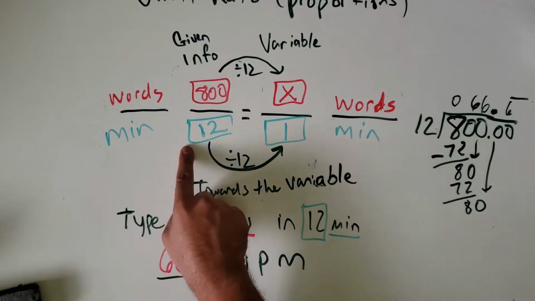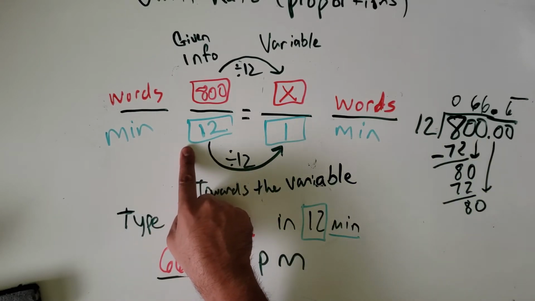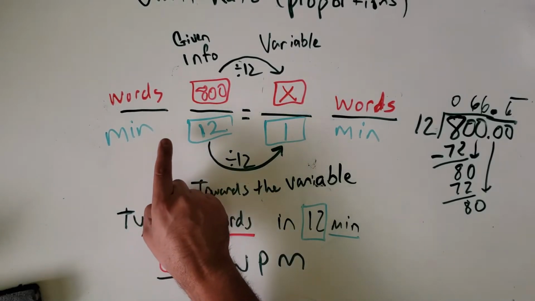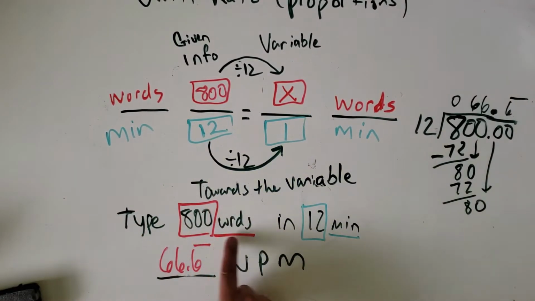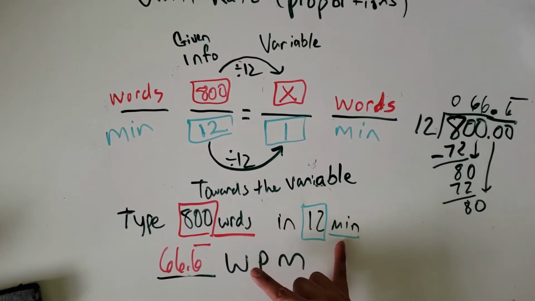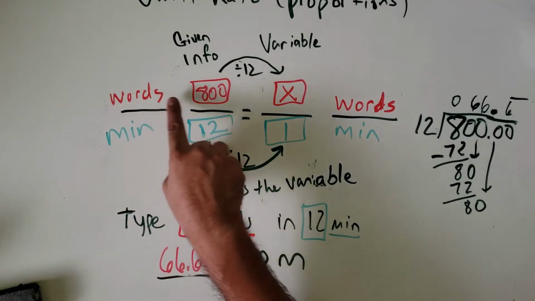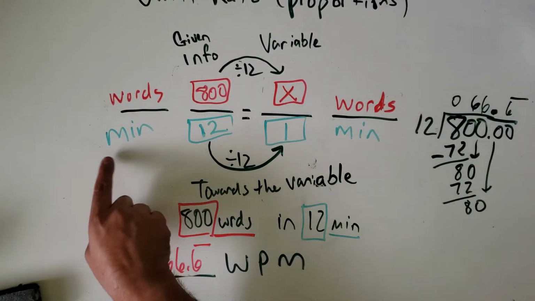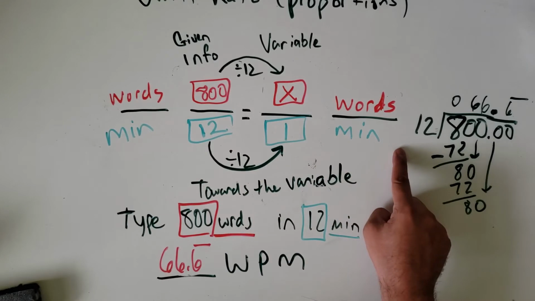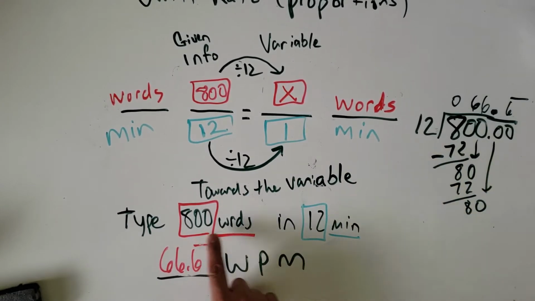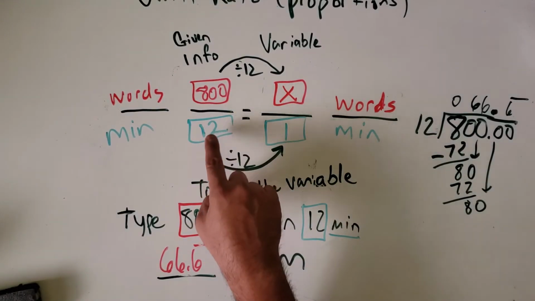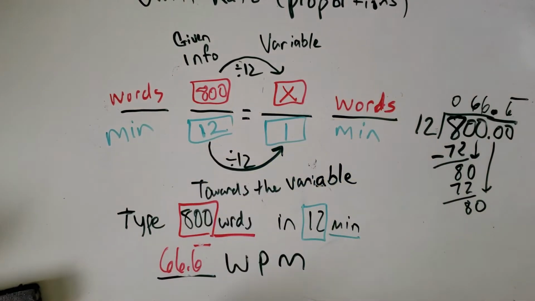Our first ratio is going to have our given information. So that's where they give you both numbers, and you're going to put both numbers exactly where they go. In this case, it was type 800 words in 12 minutes. Our 2 units are words and minutes. So I put everything that has to do with words on top, and everything that has to do with minutes on the bottom. The given information where they gave me both numbers was type 800 words in 12 minutes. So the 800 and the 12 go together on the first ratio because that's our given information.